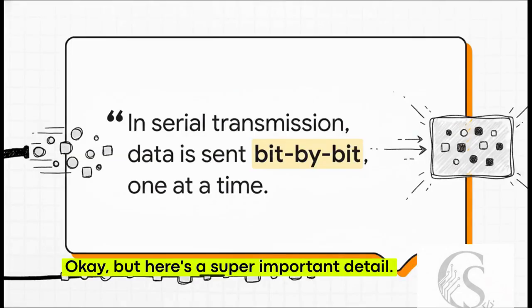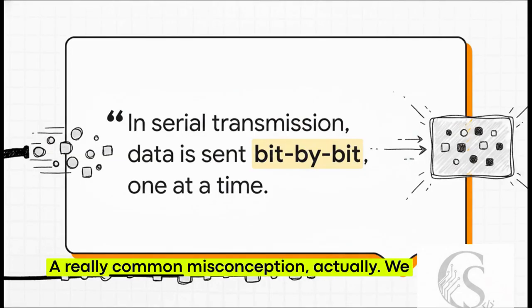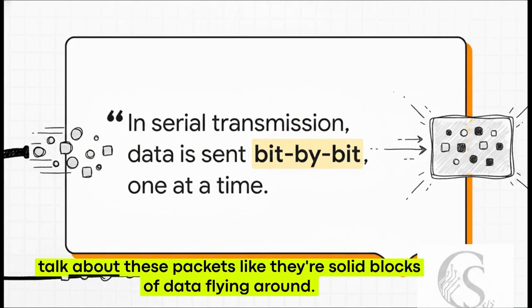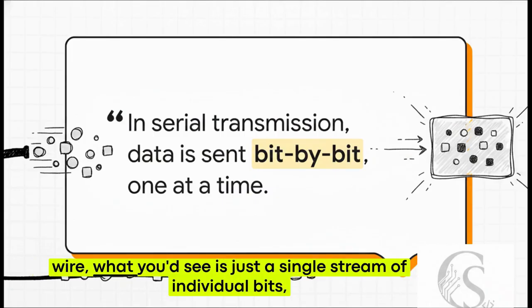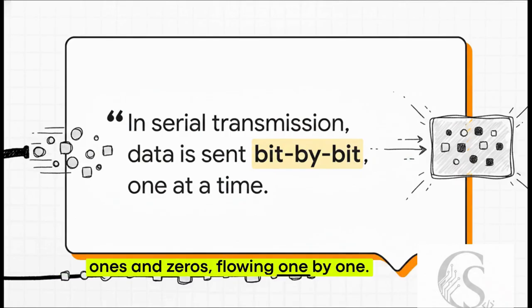Okay, but here's a super important detail, a really common misconception actually. We talk about these packets like they're solid blocks of data flying around. But if you could zoom all the way in on the actual wire, what you'd see is just a single stream of individual bits, ones and zeros, flowing one by one.